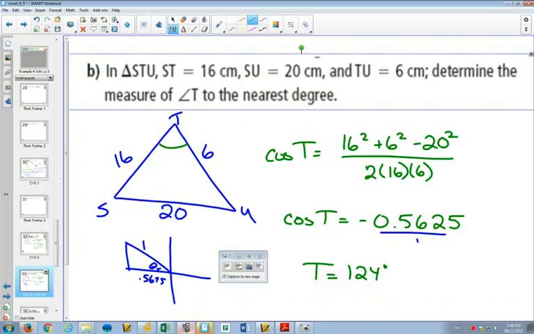Now for this question, the ones you can do for practice are 5 and 7.